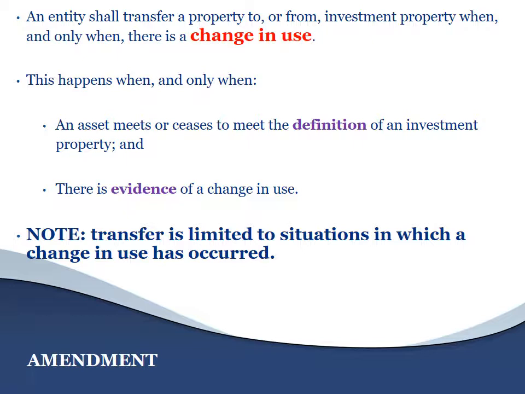It goes on further to elaborate. This happens when and only when an asset meets or ceases to meet the definition of an investment property and there is evidence of a change in use. I cannot stress enough those two bullets that we've just spoken through now. The asset must meet or cease to meet the definition of an investment property, and secondly, there must be evidence of change of use. Your intention to change use does not necessarily mean that you've actually done it. There must be something there that demonstrates that there has been a change in the use of this particular property.